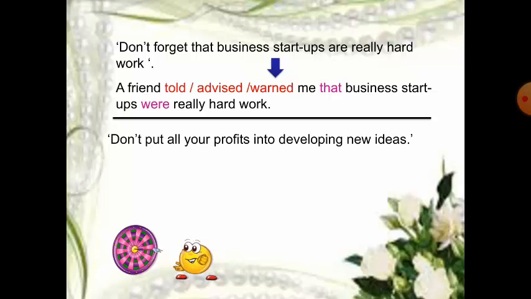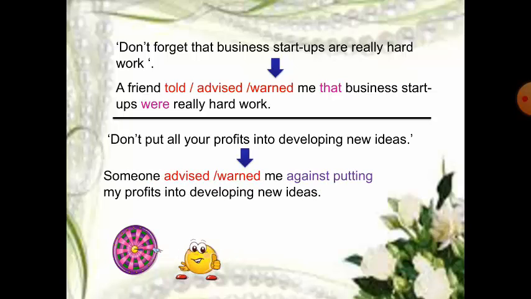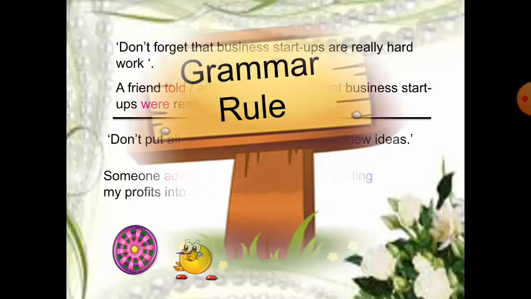Another example, don't put all your profits into developing new ideas. This negative advice, we can report it by using this structure. Someone advised, warned me against putting my profits into developing new ideas. So here we use only advise and warn, not told, plus the object me plus against plus verb ing, putting.